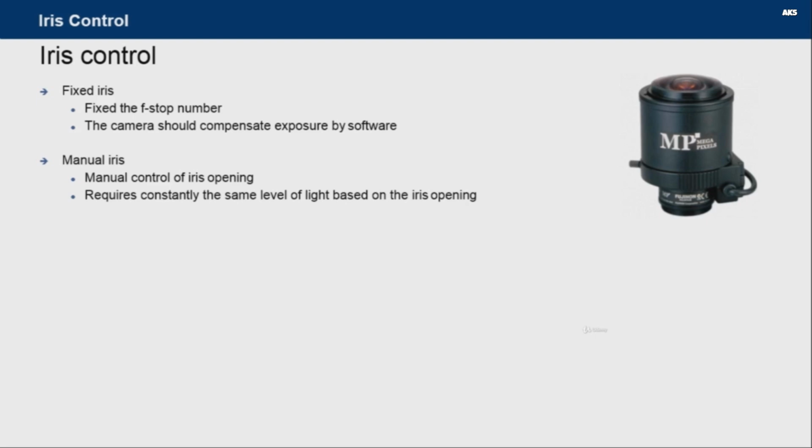And for the manual iris, we have manual iris lenses. So the iris can be adjusted by turning a ring on the lens to open or close the iris. This is not convenient in environments with changing light conditions, such as outdoor surveillance applications.